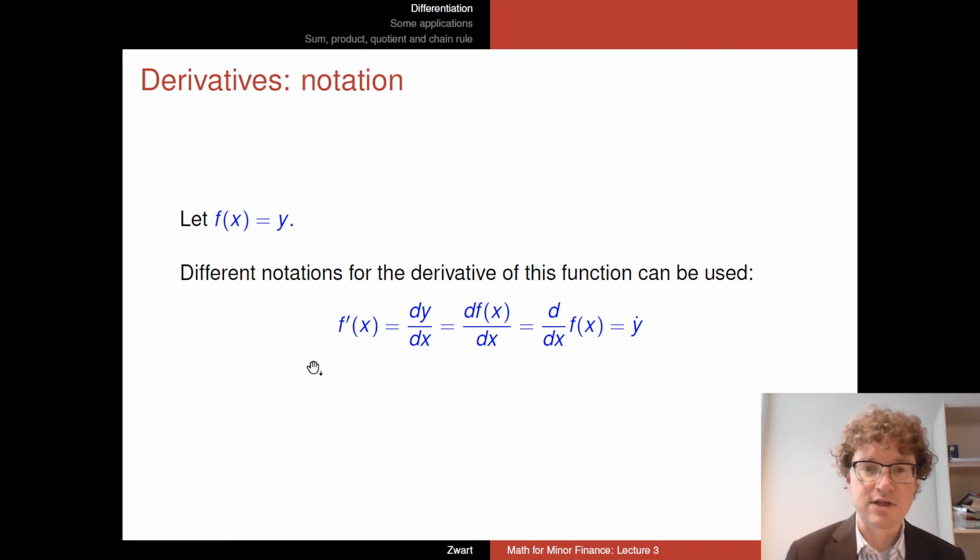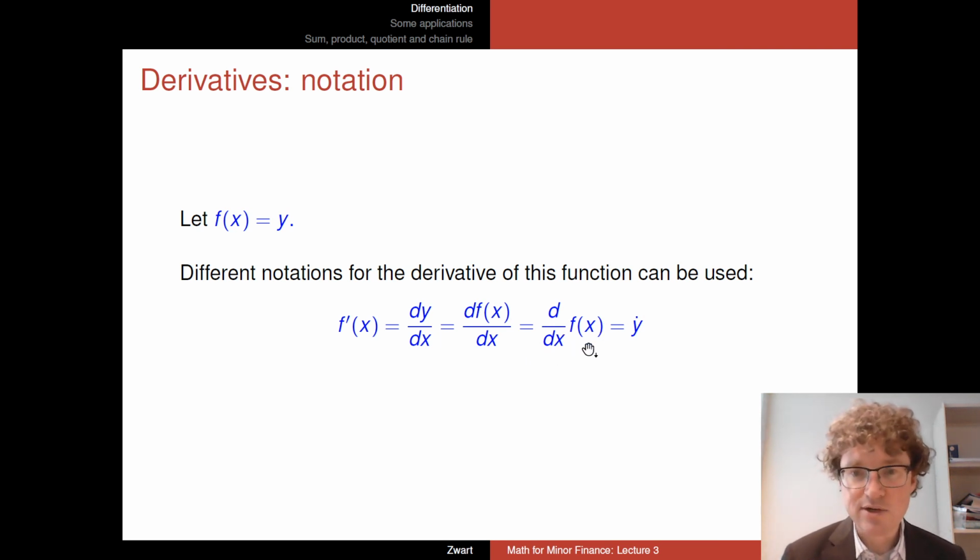So I already covered this f prime of x, right? That's the derivative of f. Sometimes we like to call it dy divided by dx. So this d originates essentially from this delta, right? The difference between the y values divided by the difference of the x values. So dy divided by dx. And we also sometimes use the notation d of f(x) divided by dx. And sometimes we write this d divided by dx just in front of the f of x.